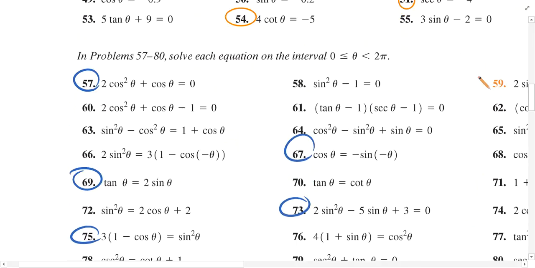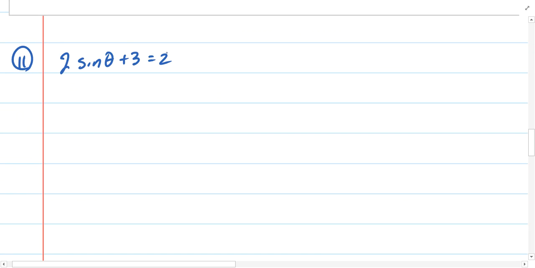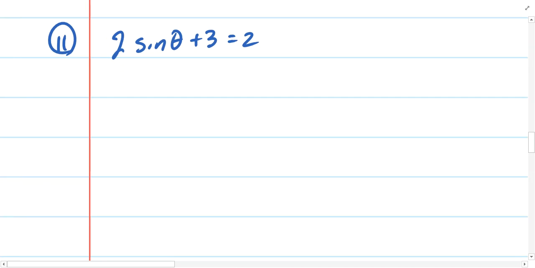So in problem number 11, and I'm just going to jump down here and start writing these out. In problem number 11, we had 2 sine theta plus 3 equals 2. And I would suggest that you solve this without a calculator. We can subtract 3 from both sides. We have 2 sine theta equals -1, then divide by 2 on both sides. And we now know that sine theta has to equal -1/2.